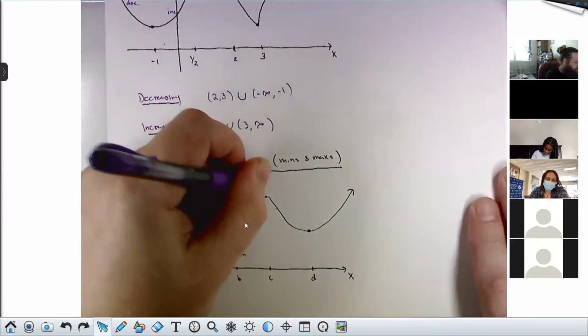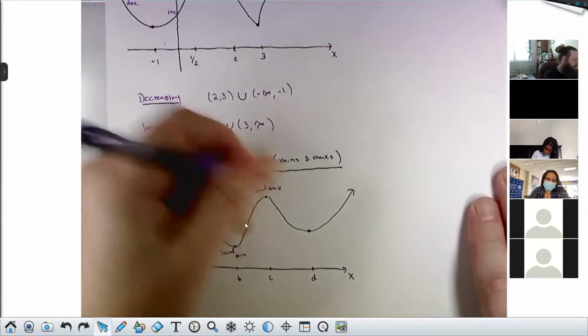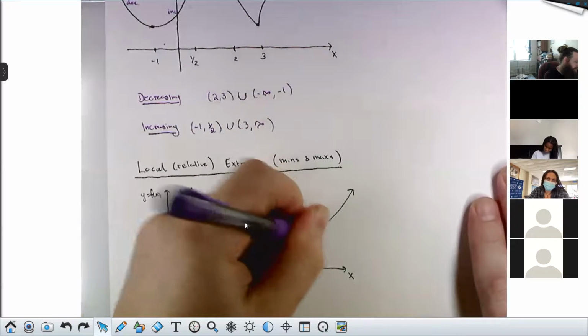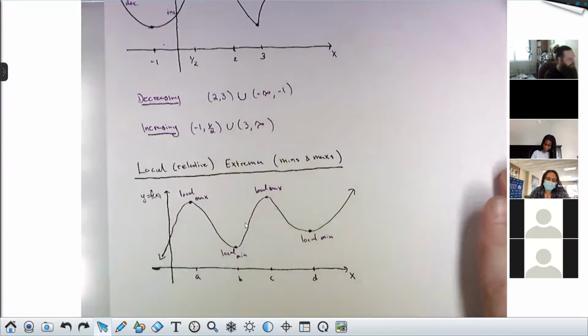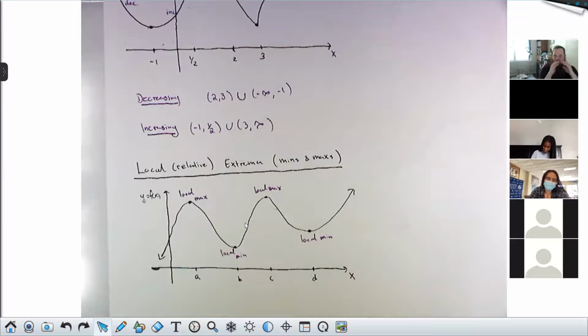So this would also be a local max. And this would also be a local min. The tops of hills and the bottoms of valleys.